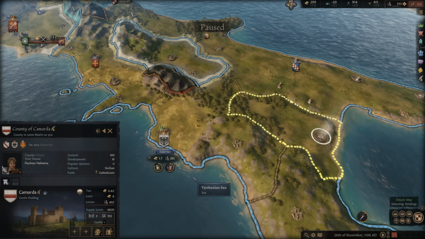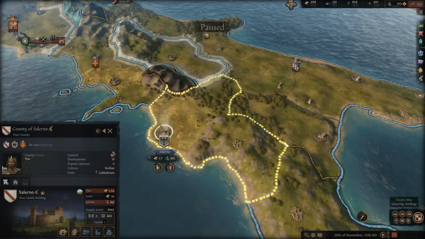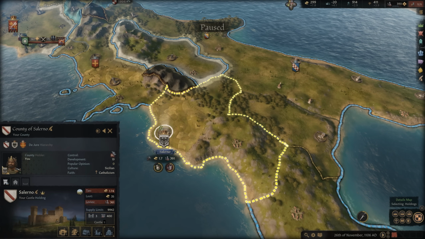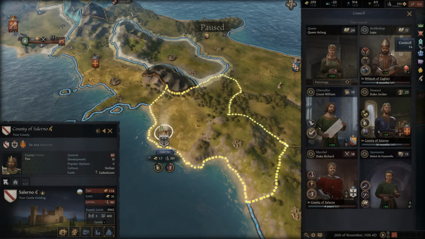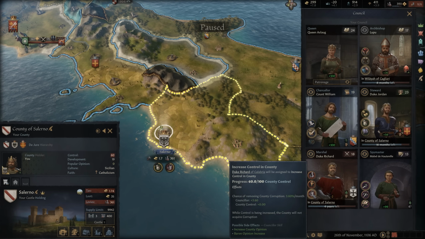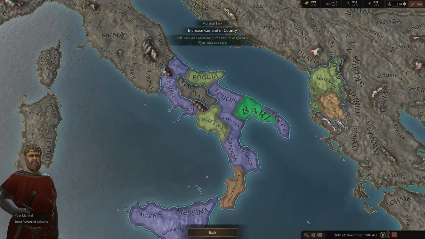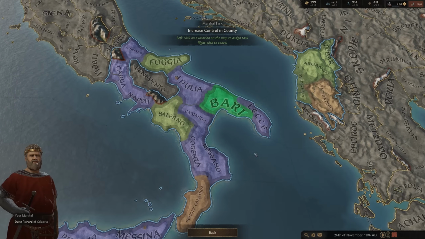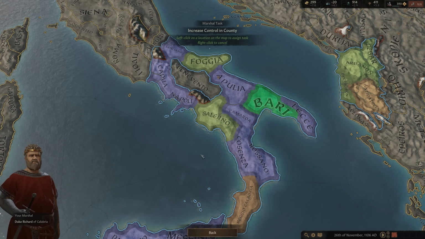Now, there are a number of ways to increase your control. Probably the biggest one is using your council itself. So if I go to the council, go to my marshal, I click this button here that says increase control in a county, and I can increase control on all of my counties. As a good rule of thumb, you want to increase the control in your personal domains first. Leave all of your vassals to their own devices and increasing theirs, because if you increase your own control, you're going to reduce that levy and tax penalty.